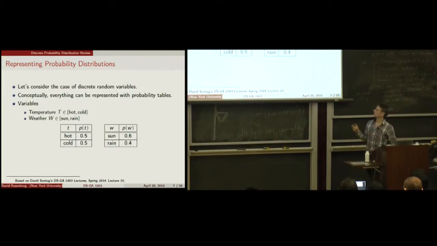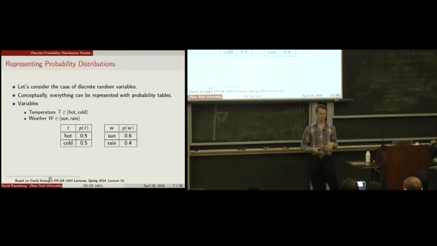So here's two tables, one for temperature, one for weather. We'll say temperature can be hot or cold. Weather can be sun or rain. And we've described each of these two distributions by tables with the two different values they can take, and the probability of each. So the probability of sun is 0.6, probability of rain is 0.4. These are called marginal distributions in the sense that we're describing the distributions of temperature and weather independently of each other. If we didn't observe weather, what's the distribution of temperature? If we didn't observe temperature, what's the distribution of weather?